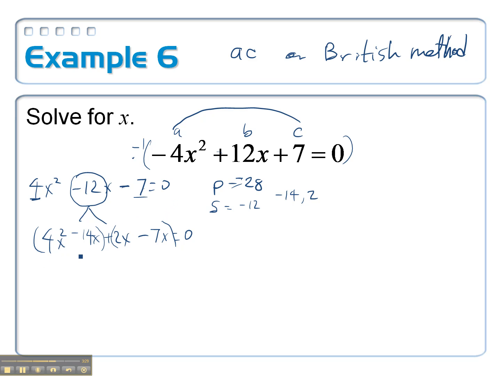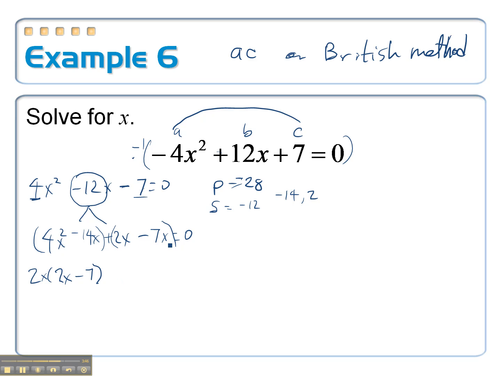I look inside the first set of parentheses and I factor out whatever they have in common. Well, a 2 and an x will go into both of these, so I'll pull out a 2x. Open up parentheses and see what's left behind. What's left behind is a 2x minus 7.